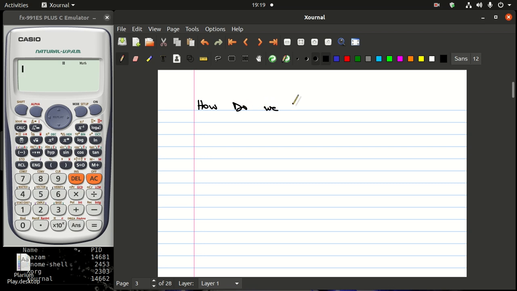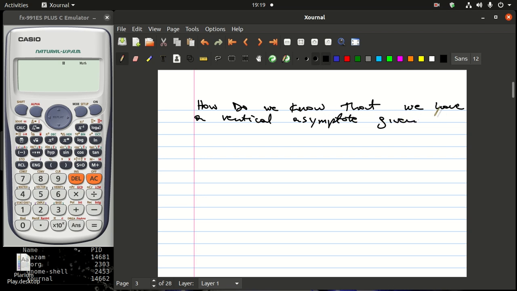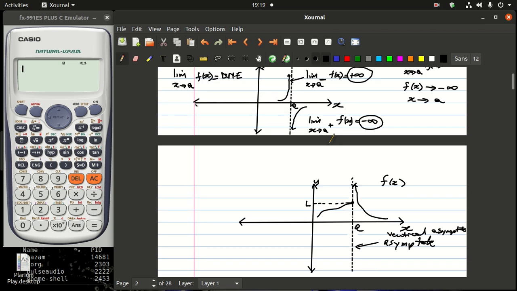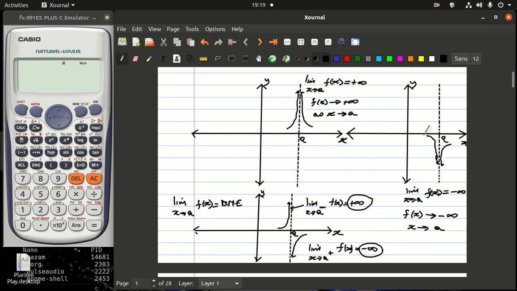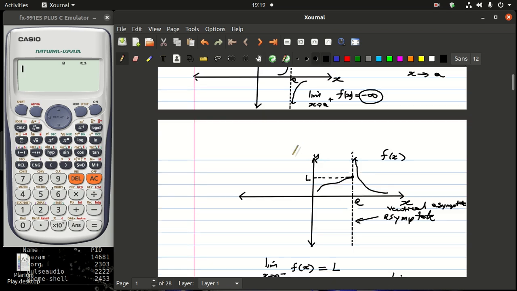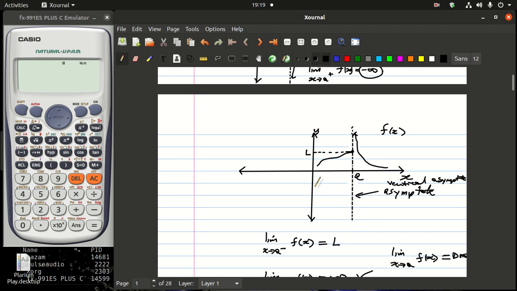How do we know that we have a vertical asymptote given the function f of x? How do we know? Now, remember that here we're talking about the case where you have a plot like this, either this or that, and you know that you have a vertical asymptote.